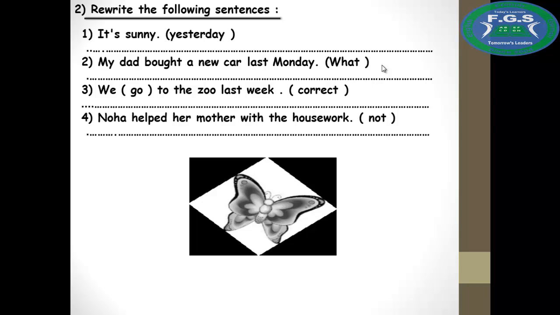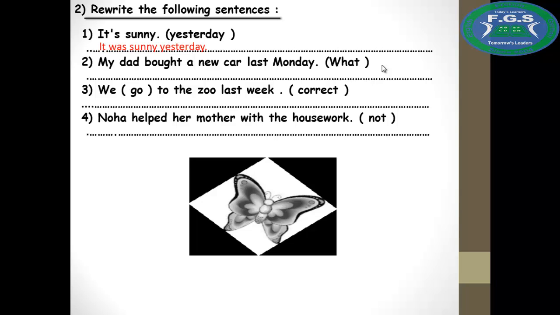The second exercise. Rewrite the following sentence. Number one, it's sunny. And we have the word yesterday. So, what will be the answer? Thank you. The answer is, it was sunny yesterday.